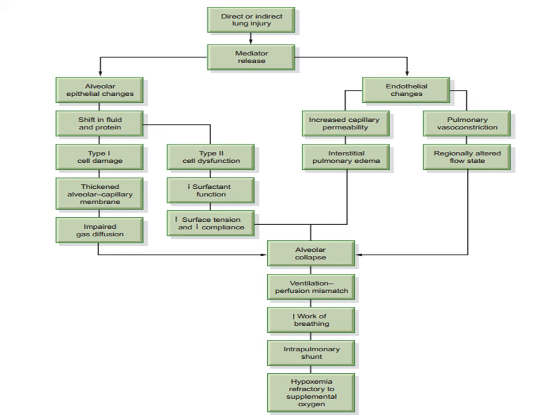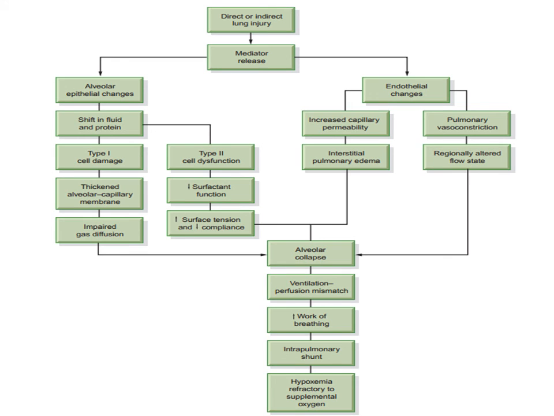Damage of type 1 cells will result in thickened alveolar capillary membrane and impaired gas diffusion, while damage to type 2 cells will result in decrease in surfactant production and increase in surface tension of the alveoli and decreasing their compliance. The overall result will be alveolar collapse.